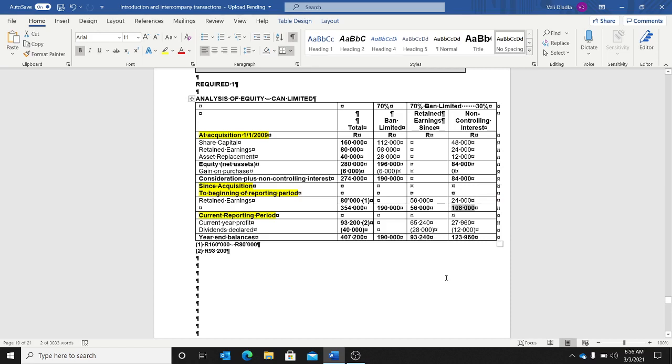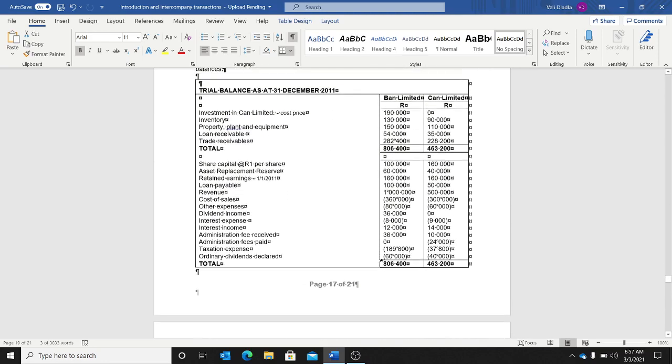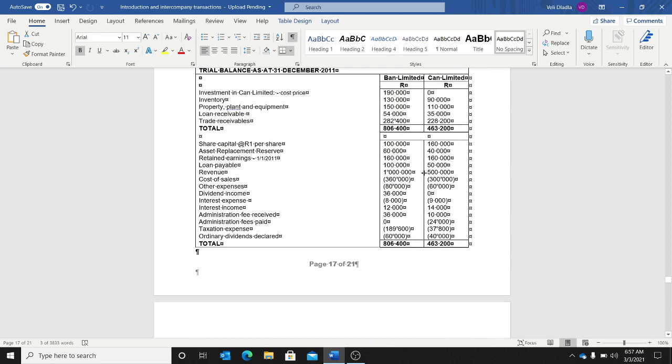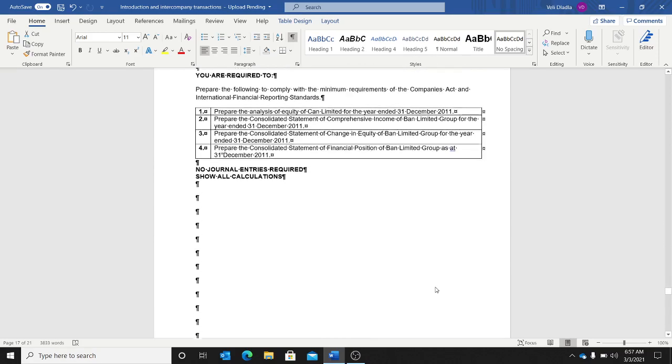Then we move to the current year. In the current year, which is date number 3 now, it's this one. We go here. Everything I've highlighted here, if you add that, it will give you profit after tax. And the profit after tax that you are going to get for Ken Limited, if you add and minus everything there, it will give you this amount.